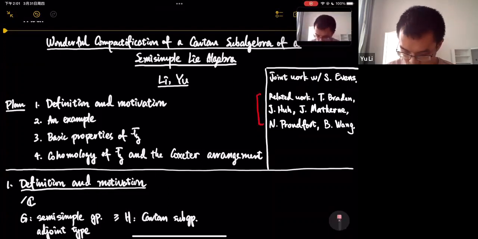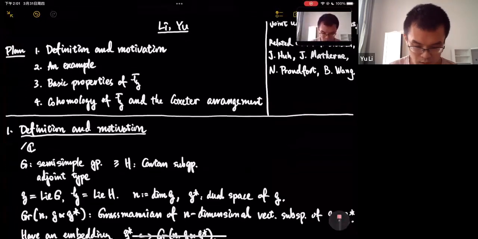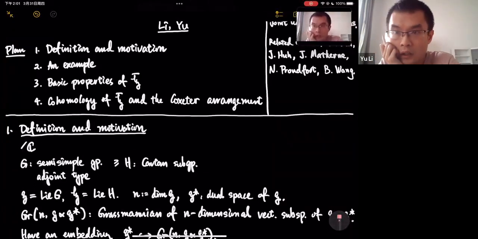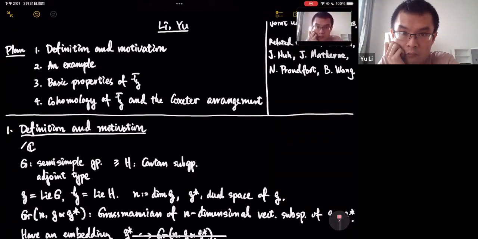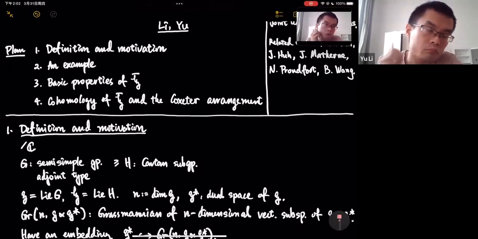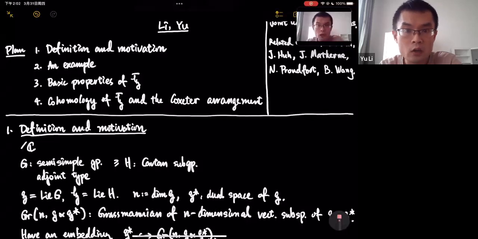So the plan for today is as follows. I'll start by defining what the wonderful compactification of a Cartan is as quickly as possible. After this definition, I'll give you some motivations, basically to justify why this variety deserves to be called the wonderful compactification and why Poisson geometers should care about them. Then in section 2, I'll give you 2 examples that we all should keep in mind, and we'll refer back to these examples over and over again in this talk.